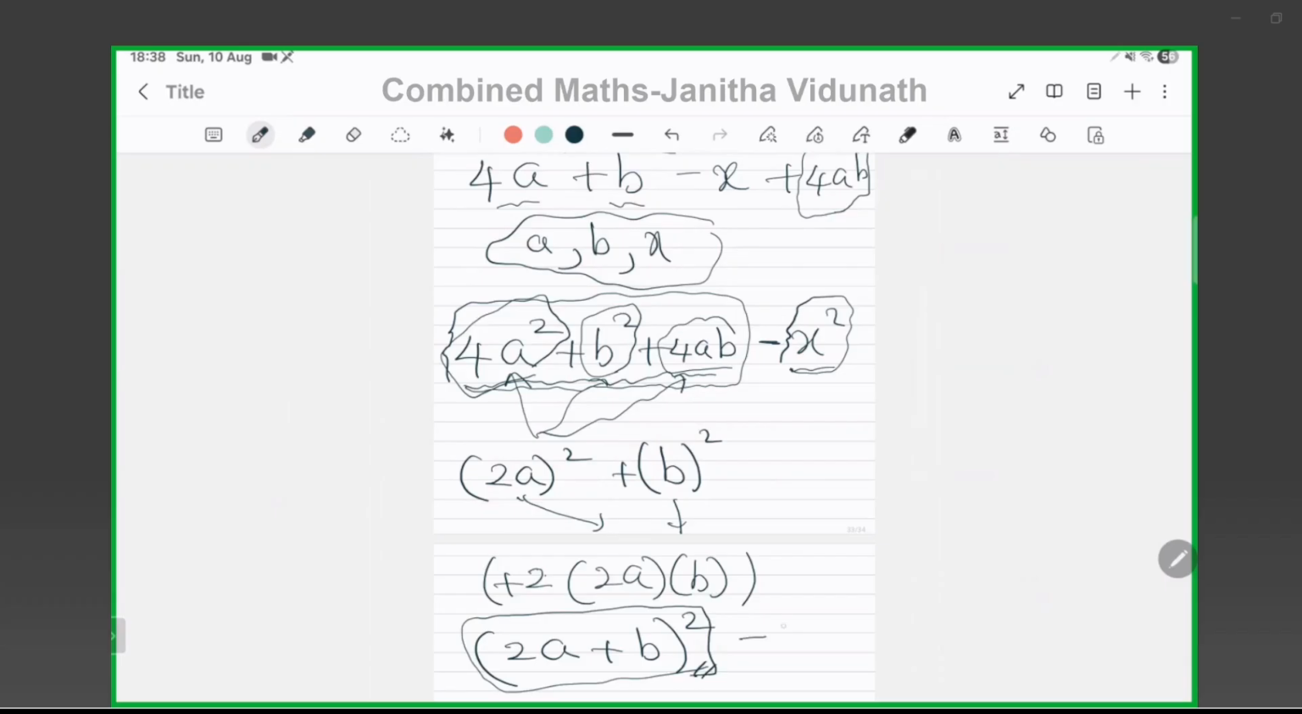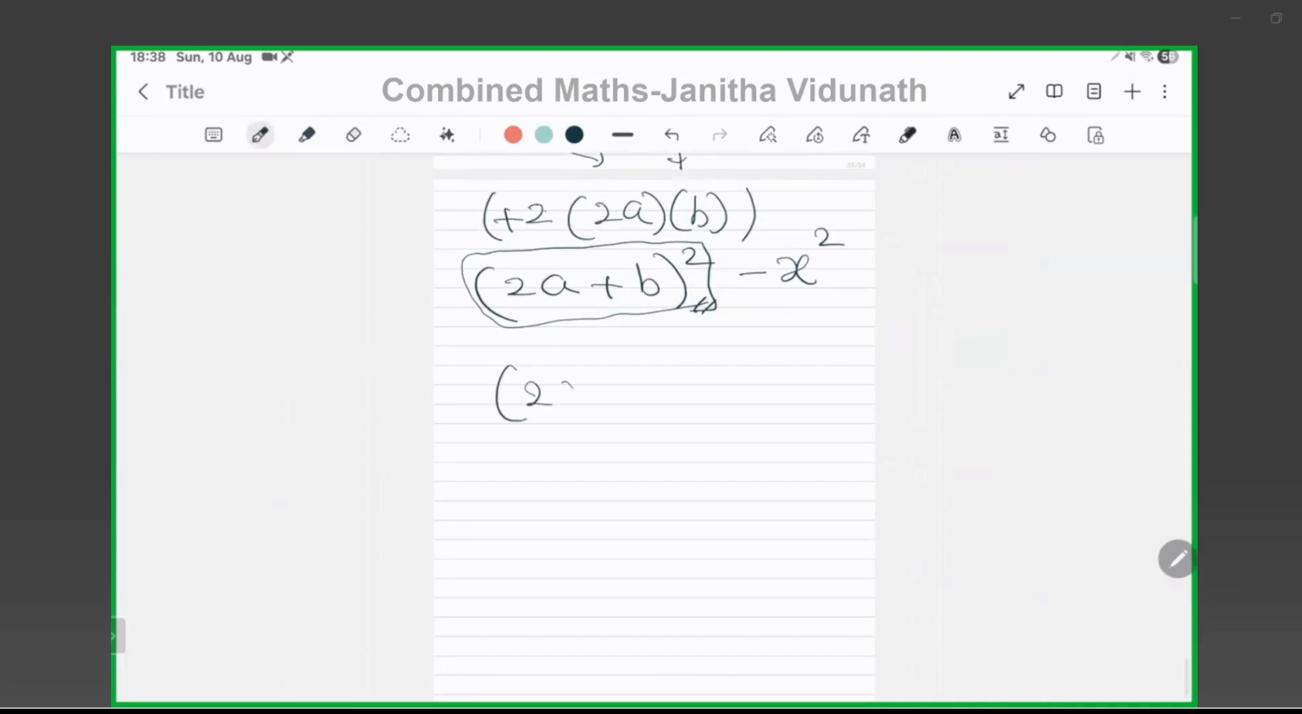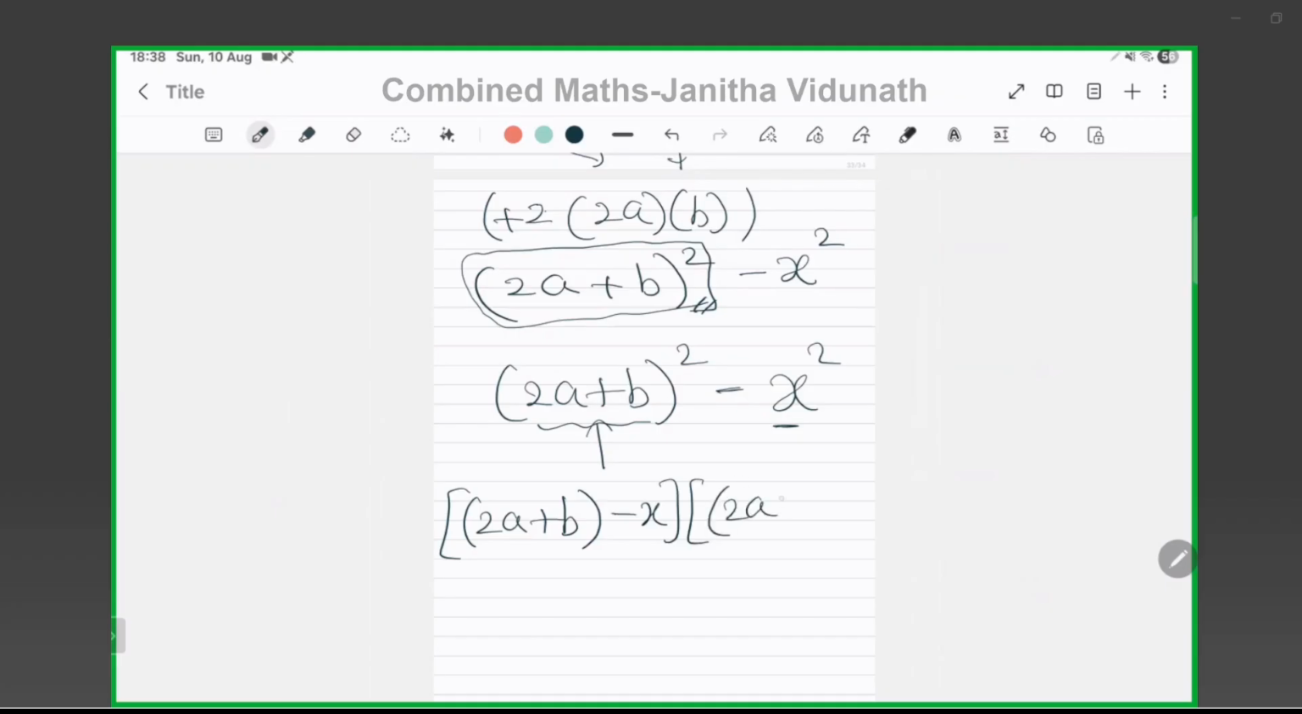Then there is a remaining minus x square. Then we can think of this as 2a plus b whole square minus x square. This is simply a difference of two squares. The first term is 2a plus b, the second term is x. Then it is first term minus second term times first term plus second term. Finally, this is 2a plus b minus x times 2a plus b plus x. Okay.